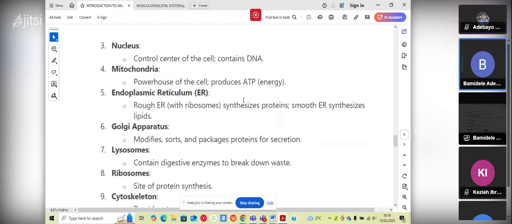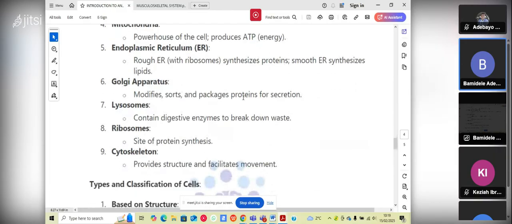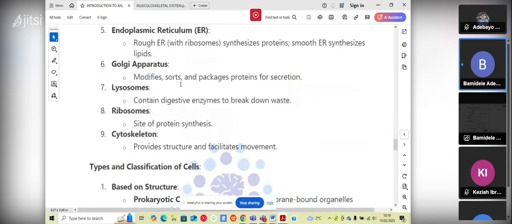Endoplasmic reticulum helps to synthesize protein. The Golgi apparatus modifies it and packages it for secretion. Okay, lysosome helps digest or break down waste in the cell. Ribosome is where proteins are produced, and the cytoskeleton provides the structure of the cell and also helps in movement of the cell throughout the body.